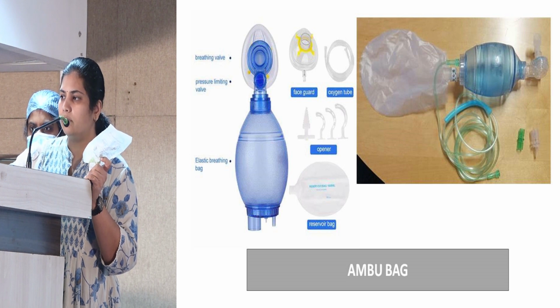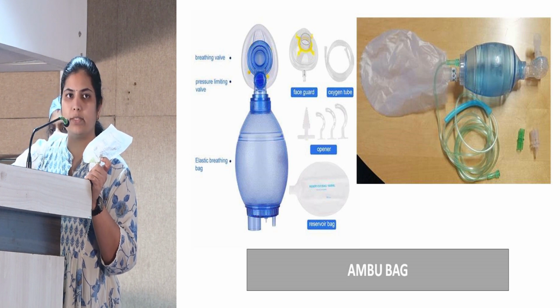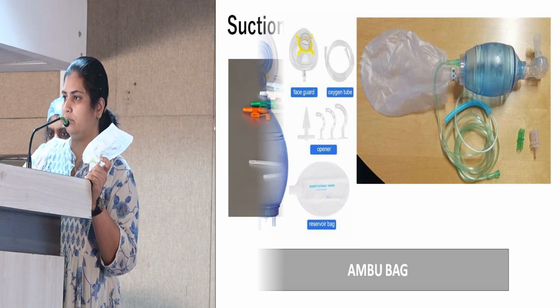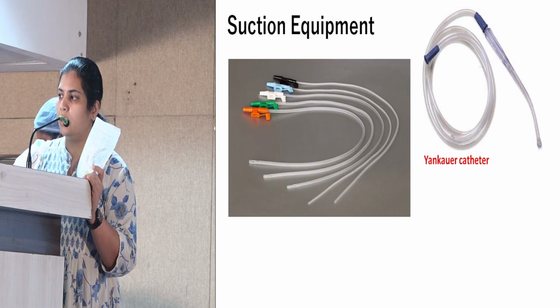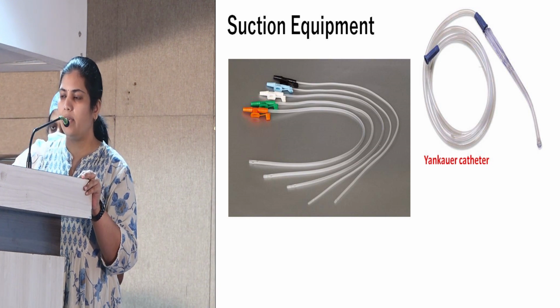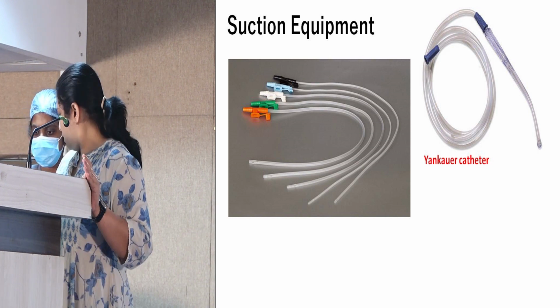So overall, there is a face mask, oxygen tube, airways, reservoir bag, ambu bag. Then suction equipment. There are two types of suction. One is Yankauer suction and another is suction catheters.